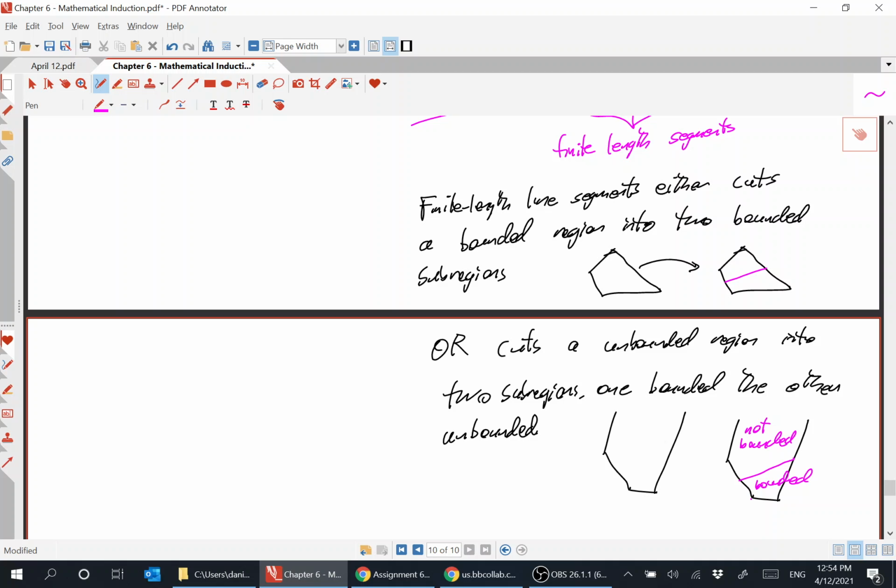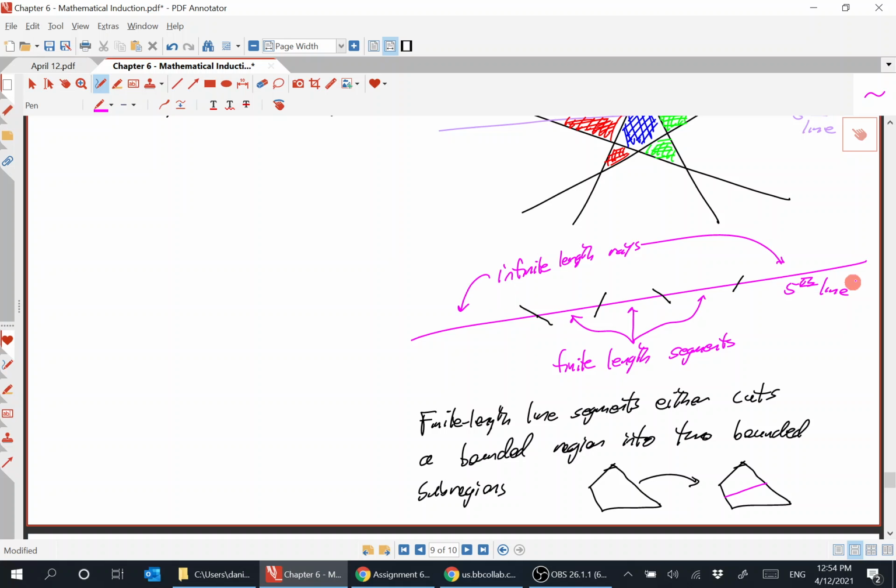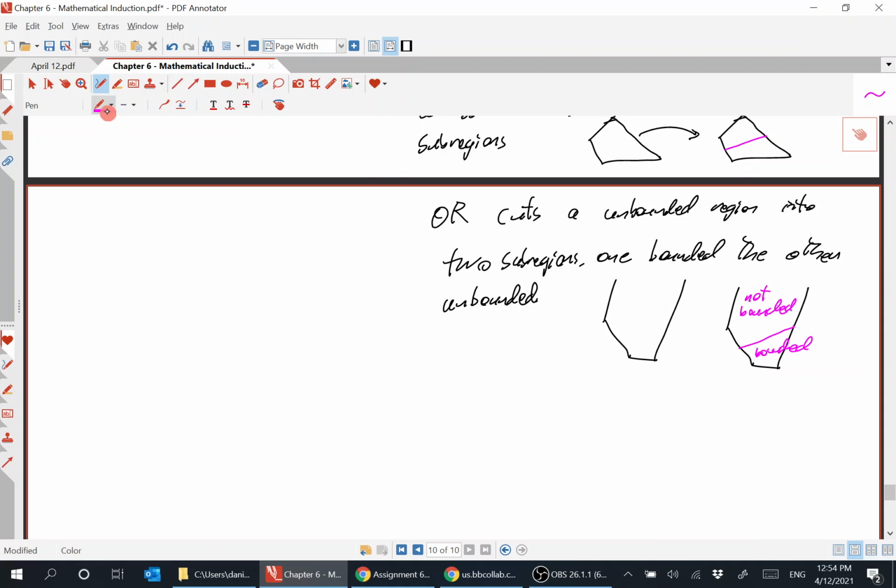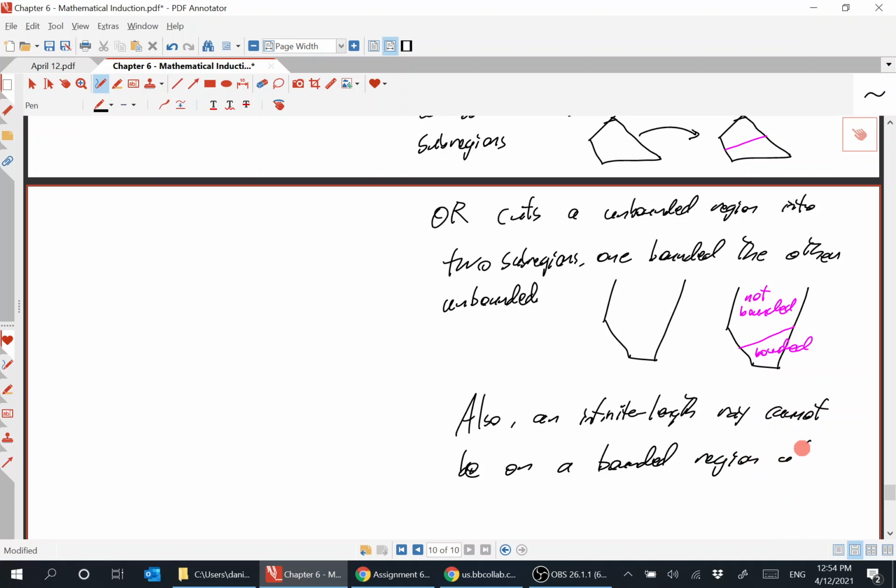Also, the infinite length ray cannot create a bounded region, obviously. It cannot be on a bounded region at all. I mean, if the region is bounded by a polygon, no side of that polygon is going to have infinite length.